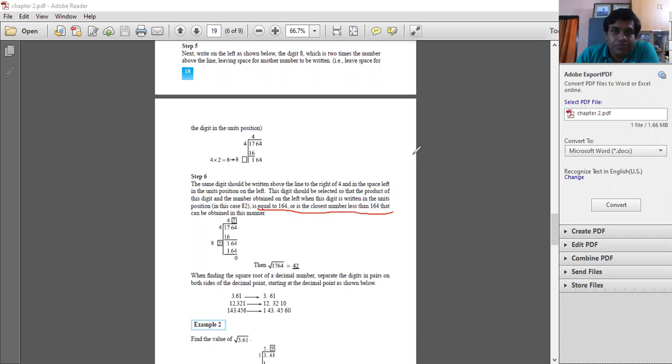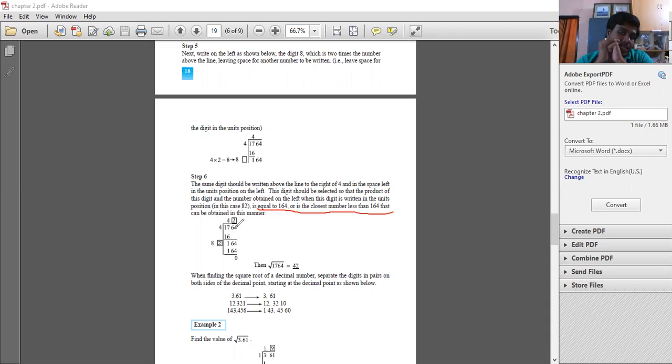So what we have done up to now is, when they gave us the number 1764, we separated it into two parts, 17 and 64. We know that the square root of 16 is 4, and 16 is the closest to 17 and below 17, not above. We can't put anything above.